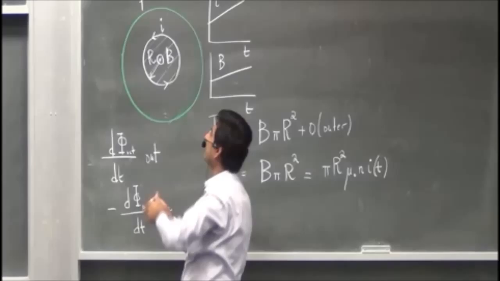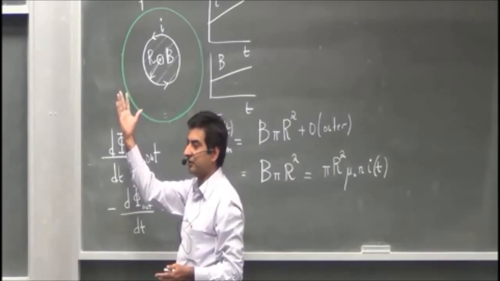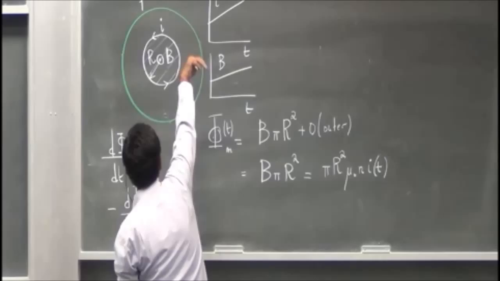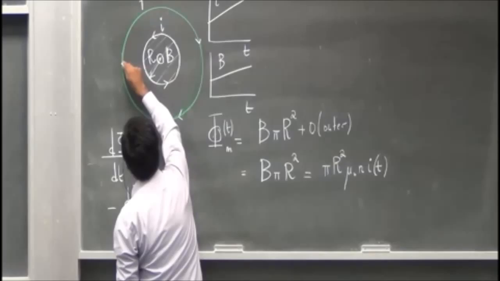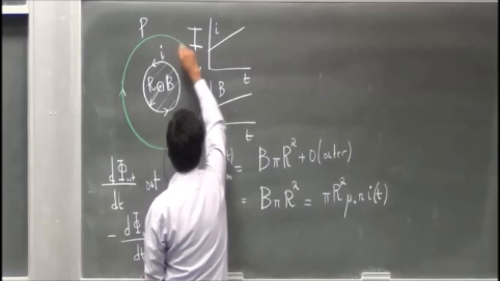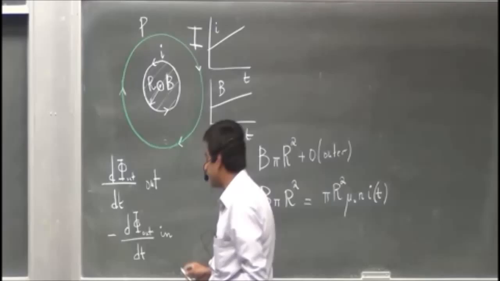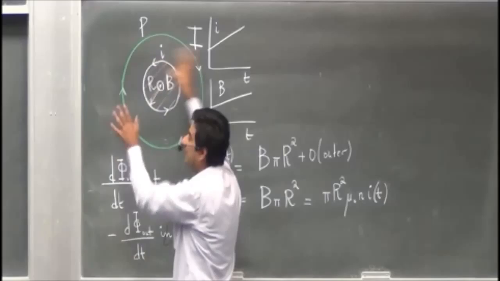If the current is increasing and it's coming out, the magnetic field is also coming out and it's increasing with time. So the flux that is piercing this area coming out is increasing. So I take the negative of that direction, point my right hand's thumb in the direction of minus d phi by dt, and then my right hand's fingers will curl in the direction of the conventional current capital I that is induced inside this wire.